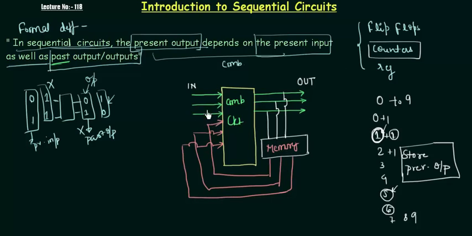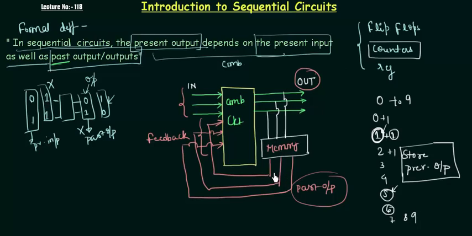We are having 3 inputs. These are our present inputs. Then we are having the output, and also we are having the memory element which has already stored the output from the previous inputs. So this will become our past output, and this past output will go to the input, and you can call it the feedback. The present output will depend upon this present input and the past output. So this is our sequential circuit.